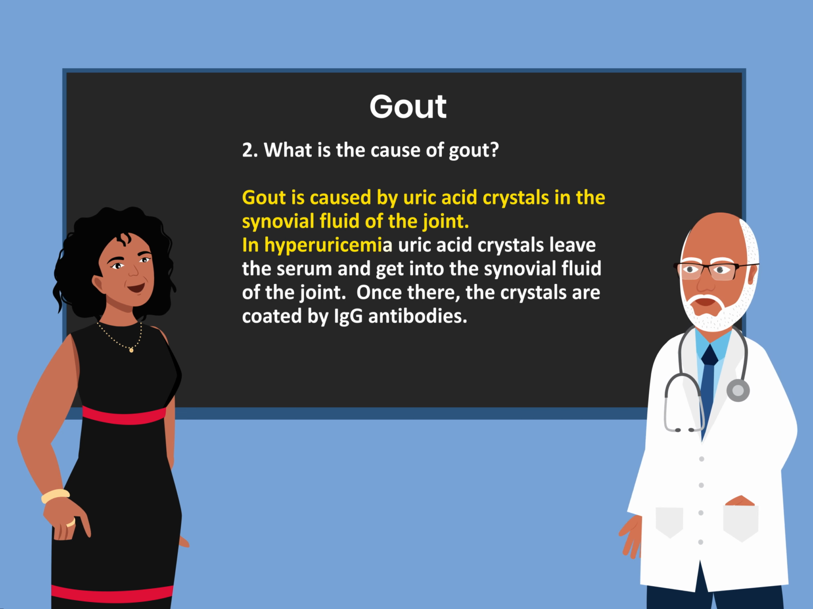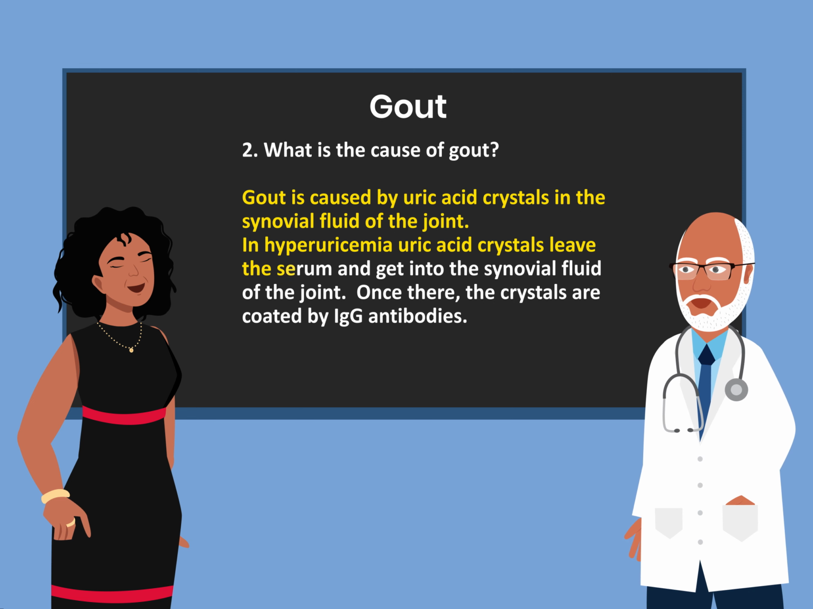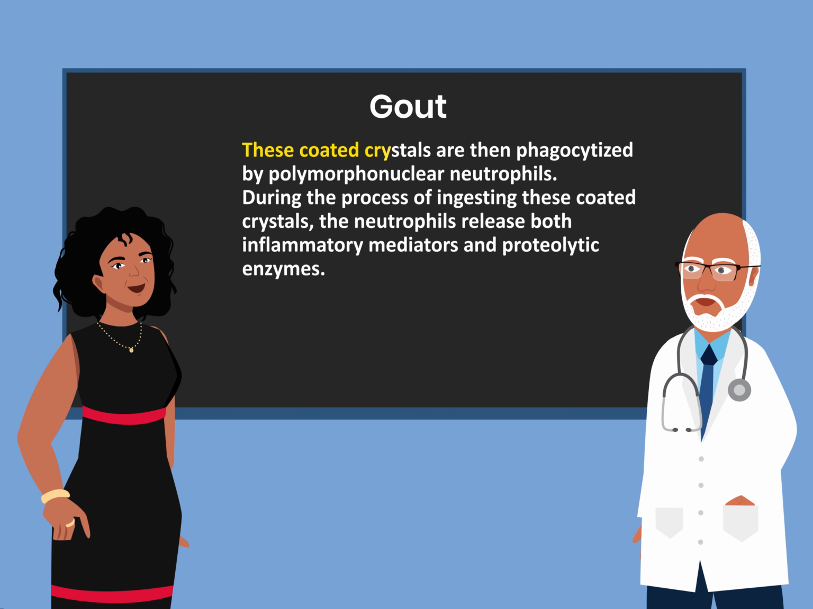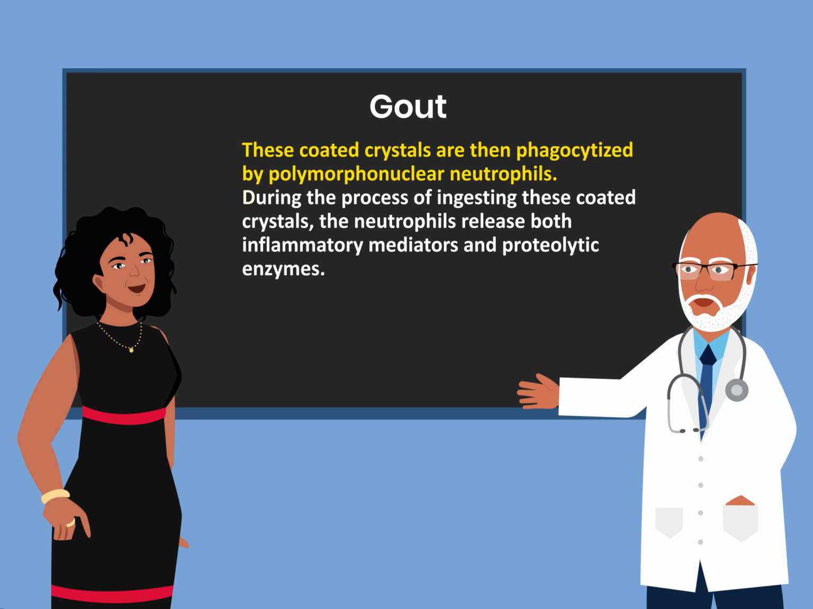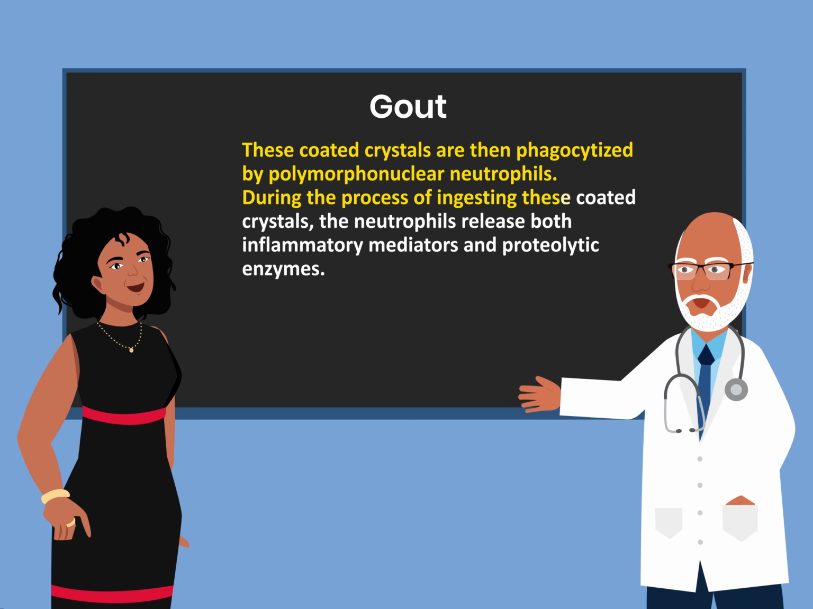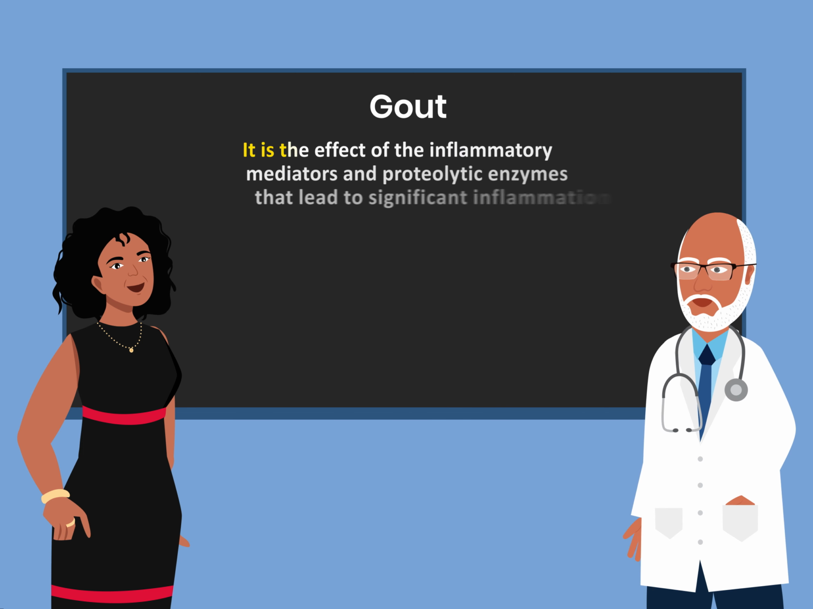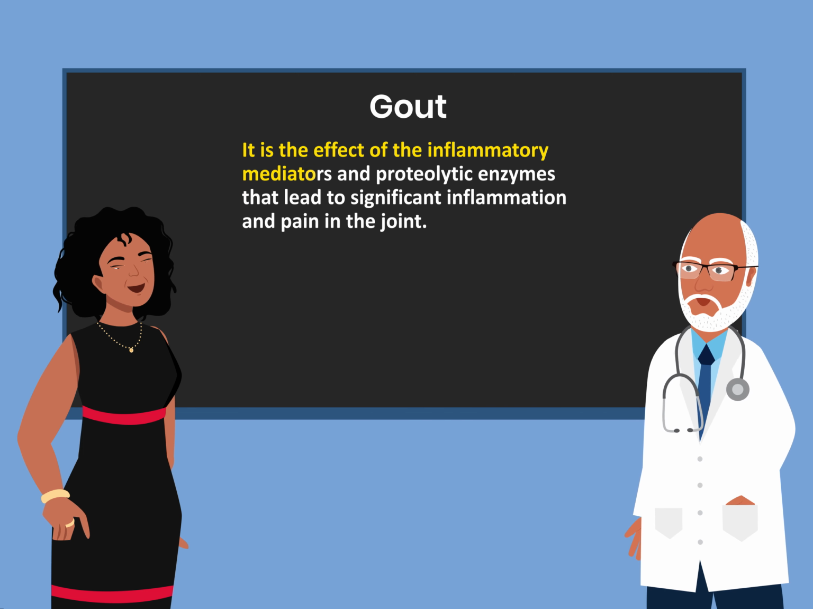In hyperuricemia, uric acid crystals leave the serum and get into the synovial fluid of the joint. Once there, the crystals are coated by IgG antibodies. These coated crystals are then phagocytized by polymorphonuclear neutrophils. During the process of ingesting these coated crystals, the neutrophils release both inflammatory mediators and proteolytic enzymes. It is the effect of the inflammatory mediators and proteolytic enzymes that lead to the significant inflammation and pain in the joint.